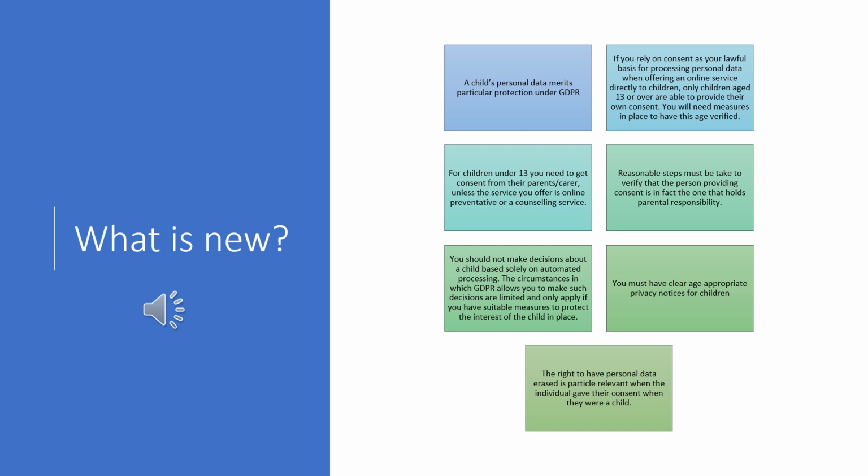Reasonable steps must be taken to verify that the person providing consent is in fact the one that holds parental responsibility. You should not make decisions about a child based on automated processing. The circumstances in which GDPR allows you to make such decisions are limited. You must also have a clear age-appropriate privacy notice for children. The right to have personal data erased is particularly relevant when the individual gave their consent when they were a child.